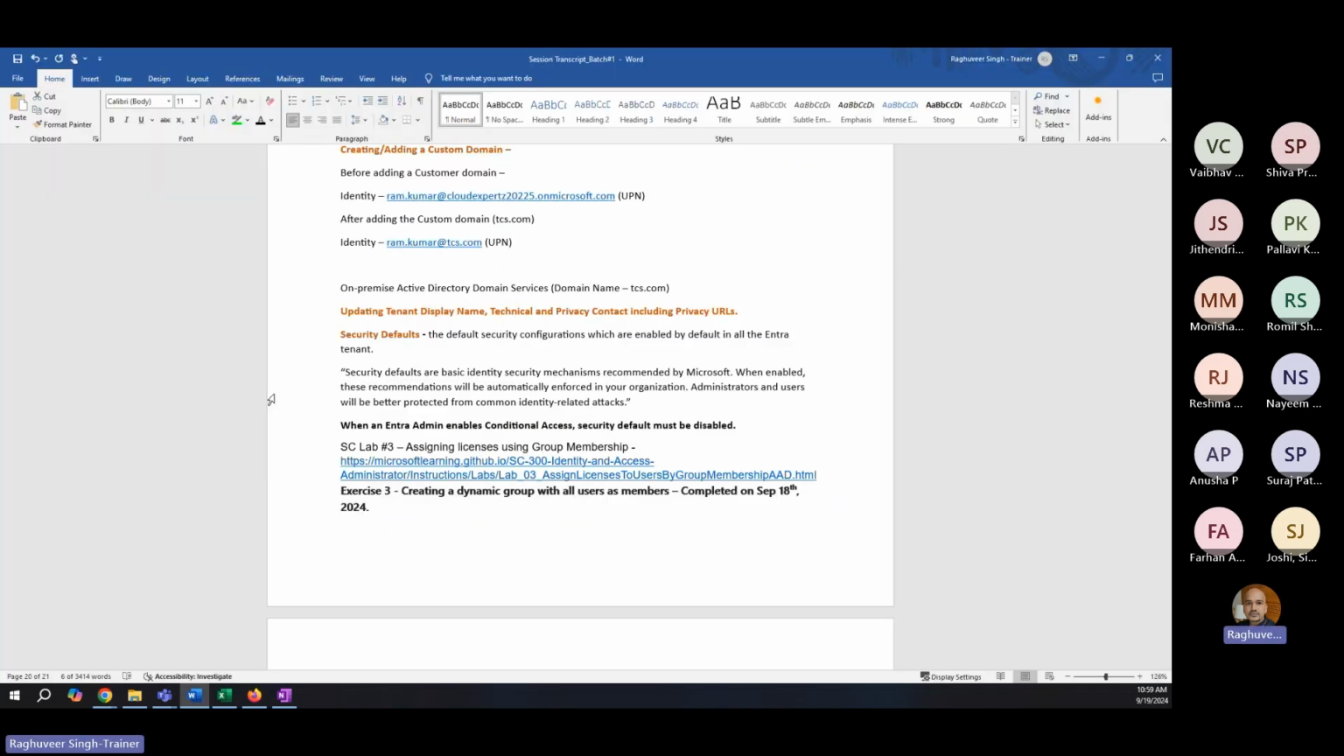Is everyone on the same page with security defaults, creating a custom domain name, putting in place appropriate information with respect to technical contact, privacy URL, making a note of tenant ID, or the data residency and localization aspects?